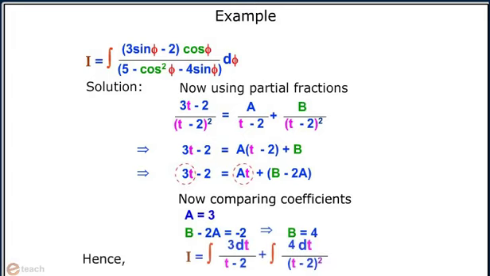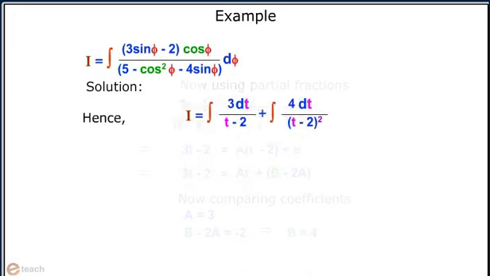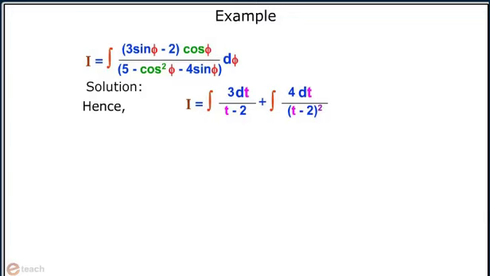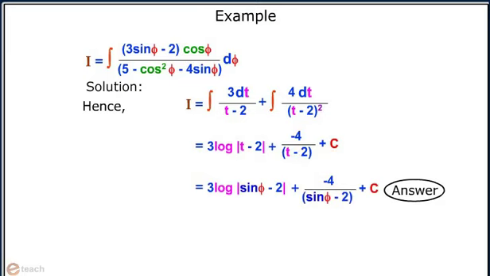Now replacing the values of A and B in the equation, we get I equals integration 3 dt divided by (t minus 2) plus integration 4 dt divided by (t minus 2) whole square. On integrating it, we get 3 log mod (t minus 2) plus minus 4 divided by (t minus 2) plus c. Replacing the value of t, we get 3 log mod (sin phi minus 2) minus 4 divided by (sin phi minus 2) plus c.